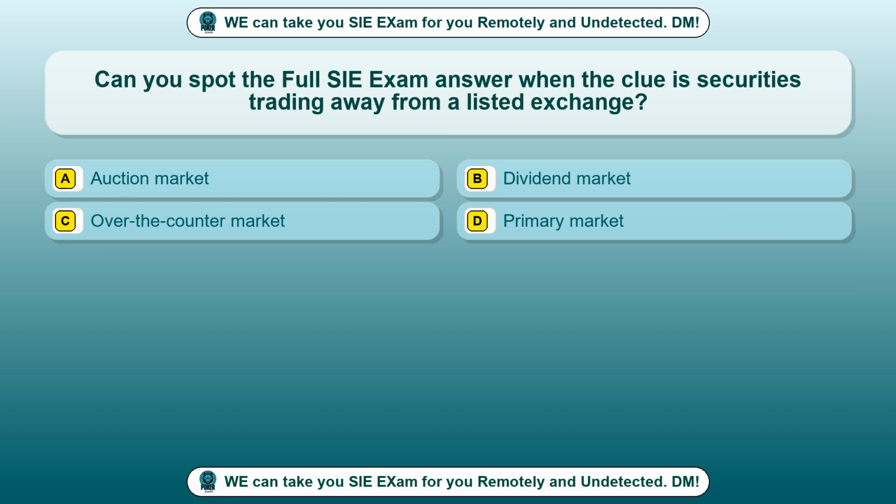Question 91. Can you spot the full SIE exam answer when the clue is securities trading away from a listed exchange? Option A, auction market.